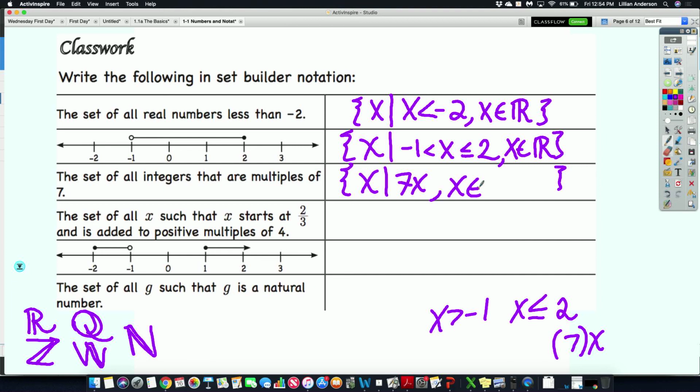X is an element of what types of numbers? Integers. Because that's all that we're plugging in. If we try to plug in a rational number, we're not going to get a multiple of 7.